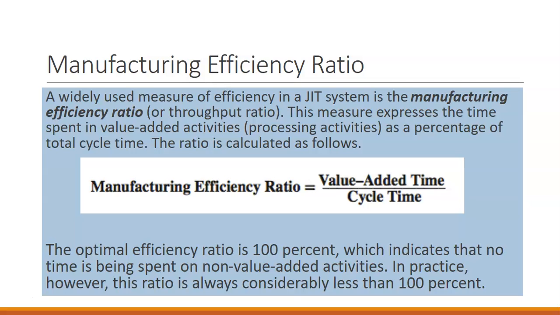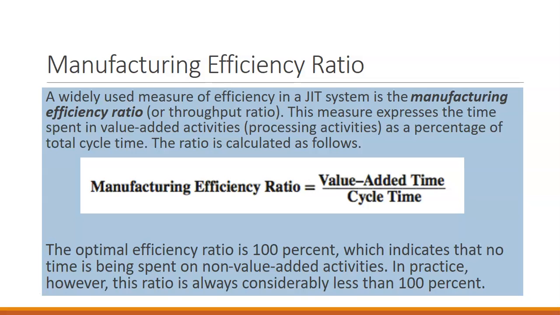So our value added time divided by our cycle time gives us the manufacturing efficiency ratio. The amount of cycle time is just all of the time spent on production added up. Our manufacturing efficiency ratio is also called a throughput ratio. We're looking at the time spent in value added activities as a percentage of total cycle time. Obviously, our optimal efficiency is 100%, which means that zero time is being spent on non-value added activities.